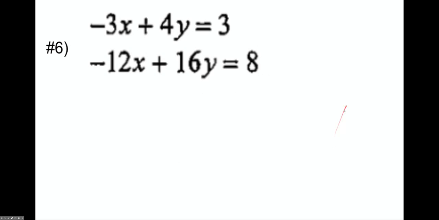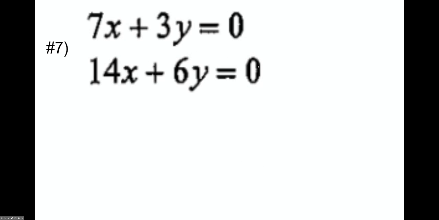For number 6, you're going to multiply the top by 4 because 4 times 3 gives you 12. Let's see if the 4 works for the rest of it. 4 times 4 is going to give you 16, and 4 times 3 is going to give you 12. That doesn't cancel out with the 8. So here is another lie. You're going to have 0 plus 0 equals 20, and that's a lie, so it's no solution.